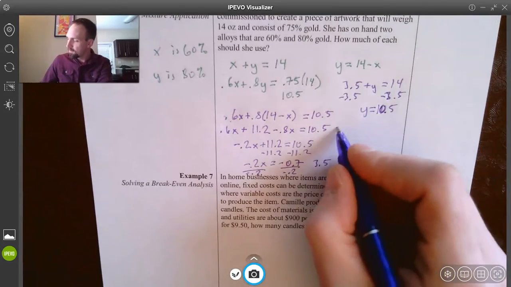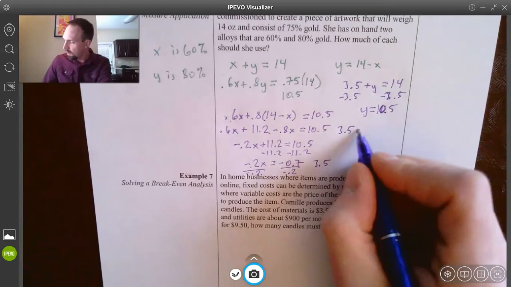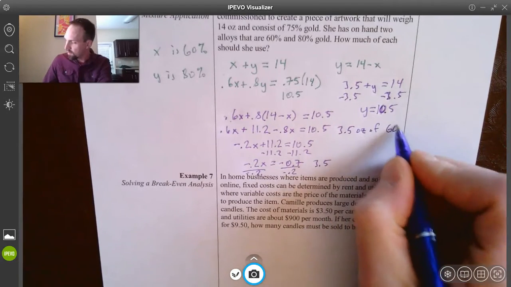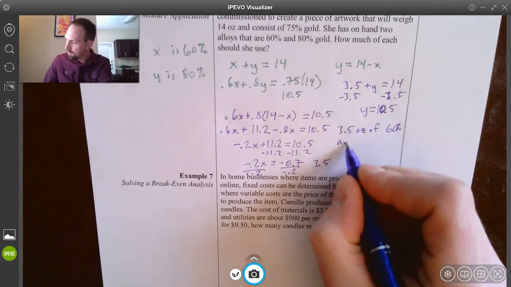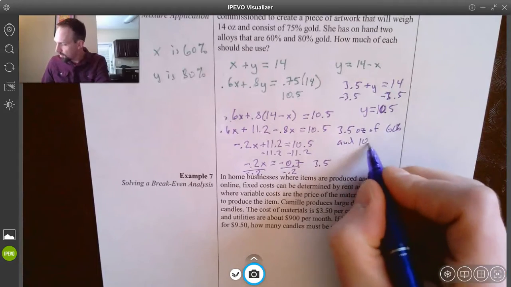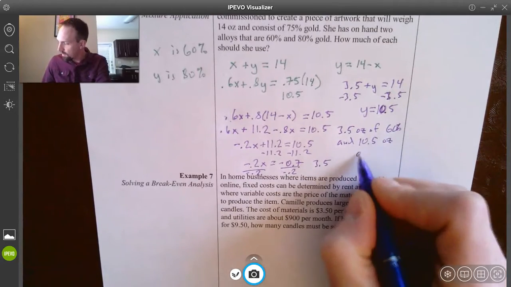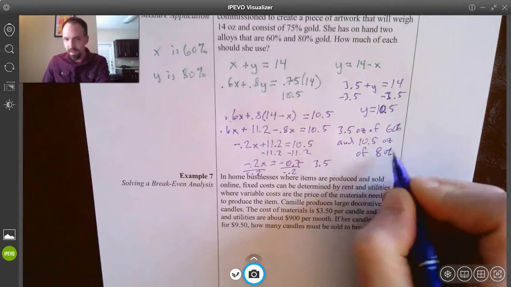So I have 3.5 ounces of 60% and 10.5 ounces of 80%.